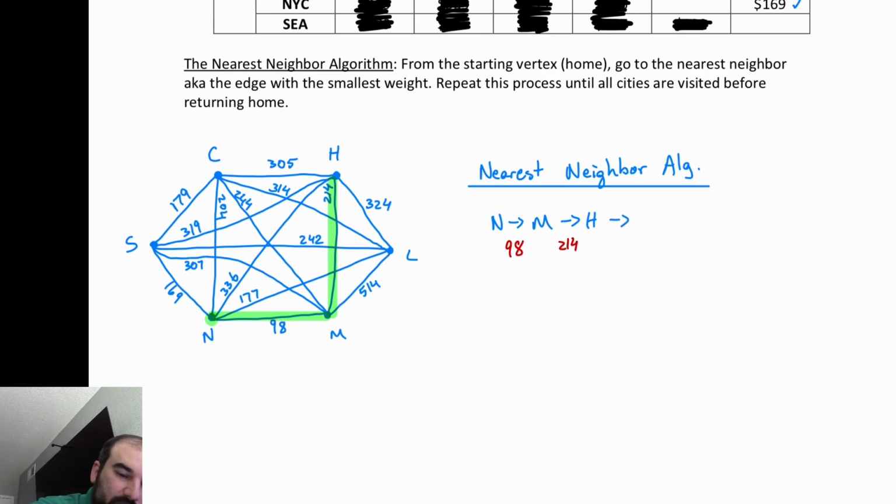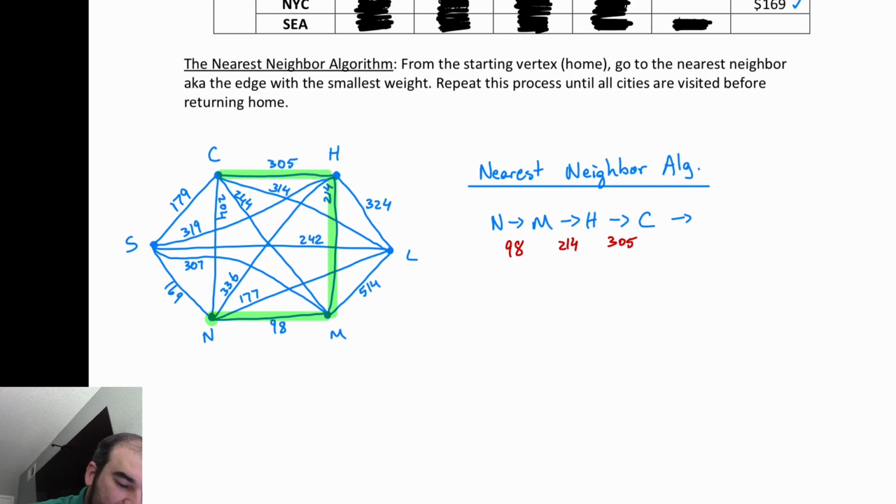And then from Houston, we're going to take the cheapest edge that we can find, not using any edges that we've already used, and also not returning to New York yet. We don't want to take this flight going back to New York, because then we would have closed our Hamiltonian circuit too early. So we're going to say this one, or this one, which means 305, 314, or 324. The cheapest one there is the 305 that takes us to Chicago. And then let me put that on here, the 305 that takes us to Chicago.